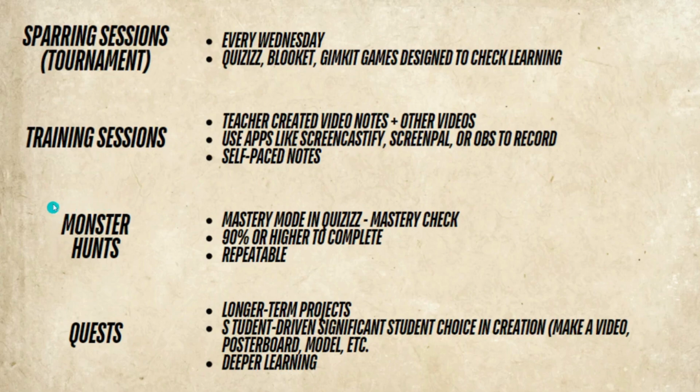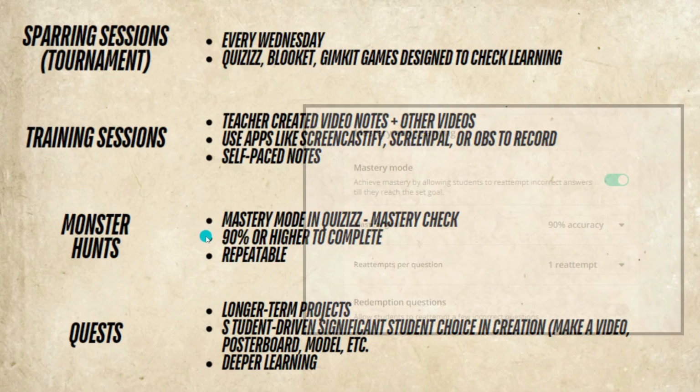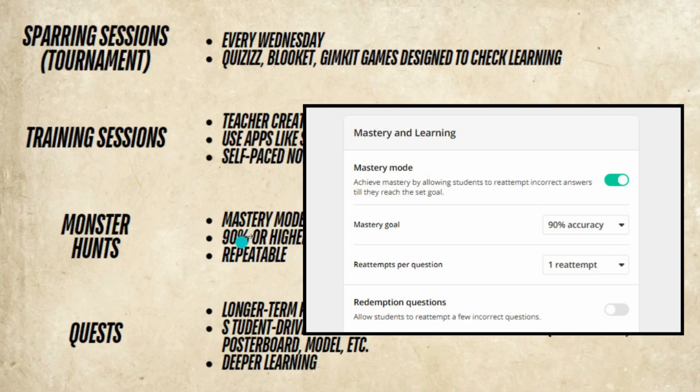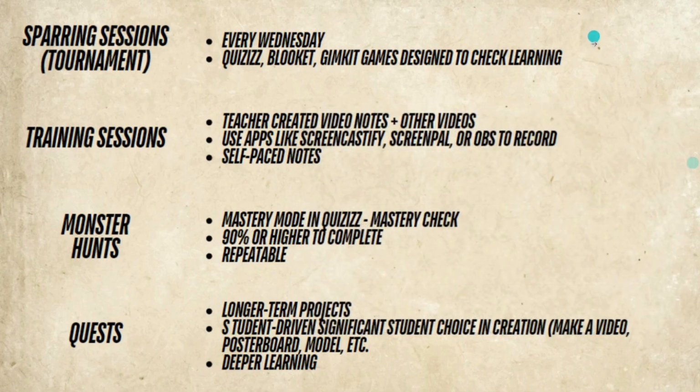Monster hunts are the next activity that students might participate in. These utilize something called the mastery mode in Quizizz. This allows students to take a test or quiz until they achieve a certain score. We set a mastery score of 90%. These are repeatable, and these are going to check a lot of the content that students learn in training sessions and their sparring session tournament.